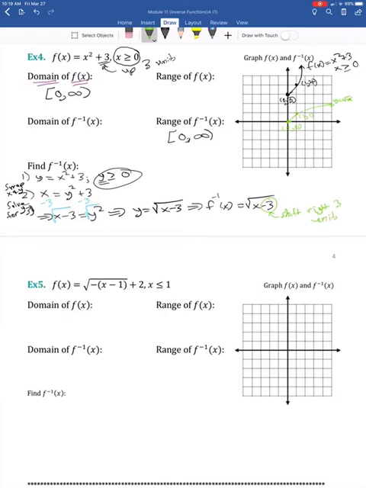So again, (0, 0) would move over here to what? (3, 0). And of course (1, 1) would move over here to (4, 1). And we can graph it in. Here's our square root function. Again, we've got our graph now of our inverse function, f inverse of x equal to the square root of x minus 3. And we can erase our other graph here, our transformation.